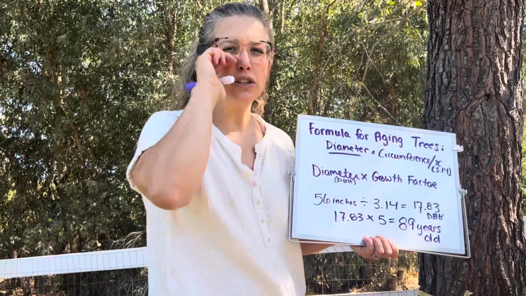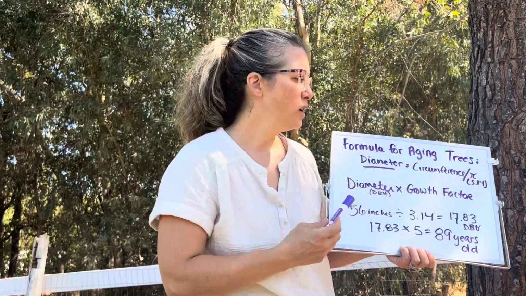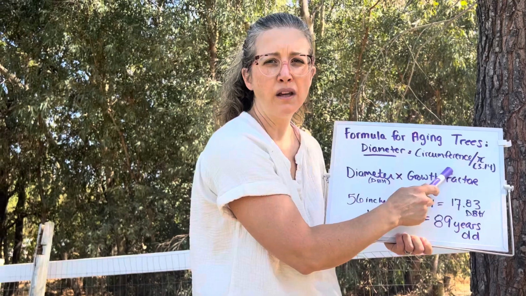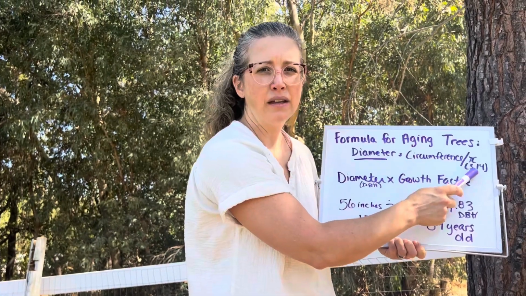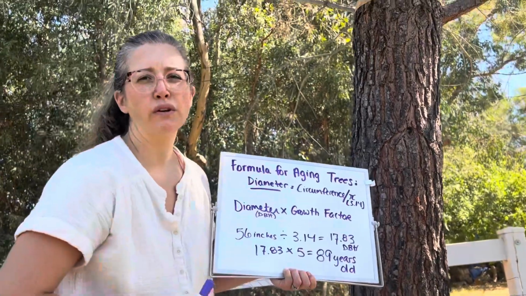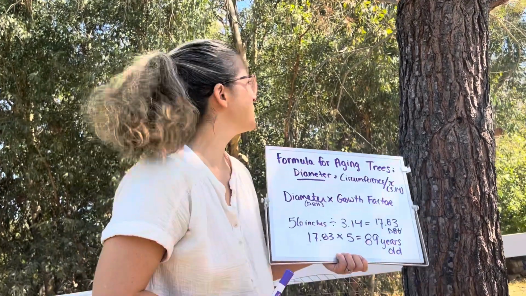So I will send you guys a link with the handout too, with this information. But first you want to find the circumference of the tree. You want to divide it by pi, and then you take that number that you find and multiply it by the growth factor of the tree. So this first tree is 89 years old.